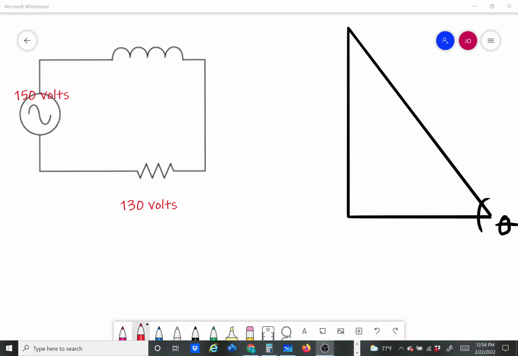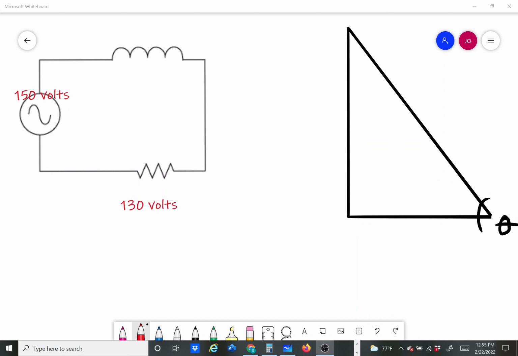We've talked about this in class, and hopefully you guys know and remember this. The resistive values are always going to be found on the horizontal because those are the ones that are in phase. Voltage and current are always in phase on the resistive branch. So it's the one that's out of phase that's going to be the inductive. And all of our totals are going to be on our hypotenuse.